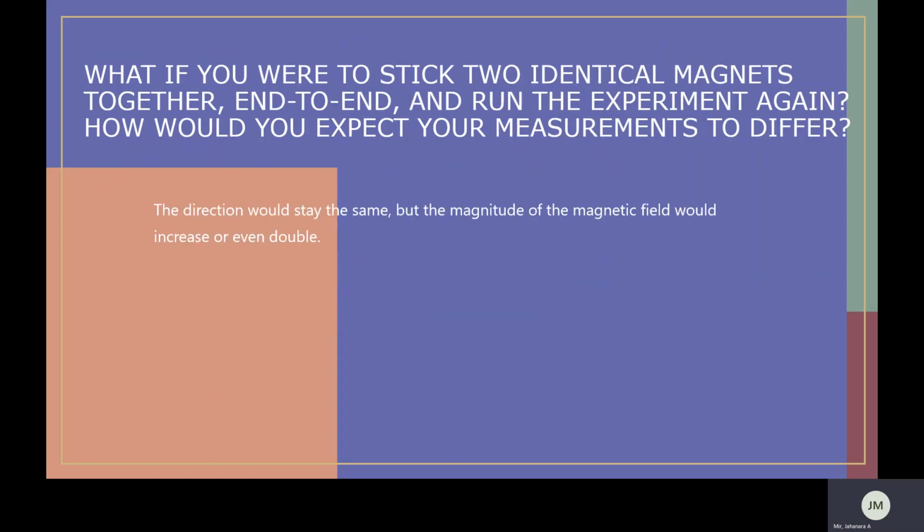Lastly, what if you were to stick 2 identical magnets together end to end and run the experiment again? How would you expect your measurements to differ? I said the direction would stay the same, and the magnitude of the magnetic field would increase or even double.